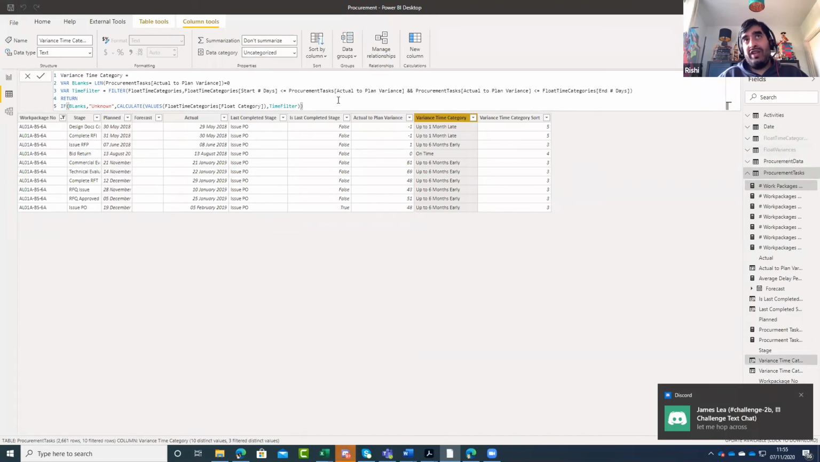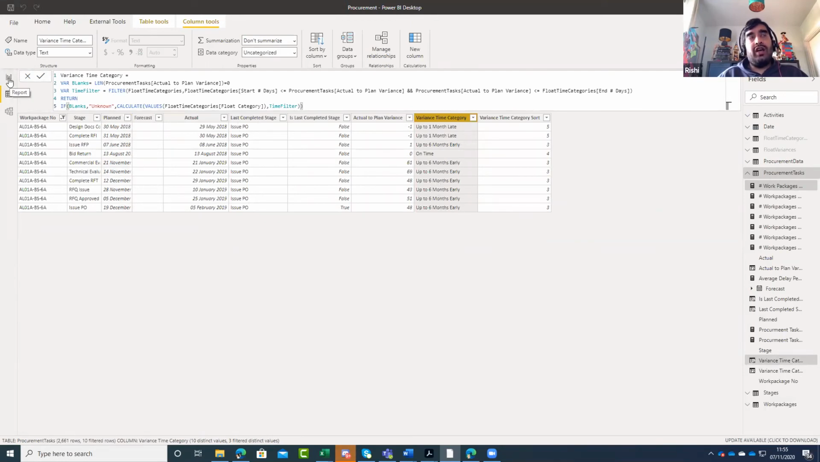We've got a lookup table and the same pattern where we've said, is this stage for this work package? What's the difference between your planned and actual? It's 1 month late, 6 months early, on time, and so on. And so it's a little bit of work to get to that.